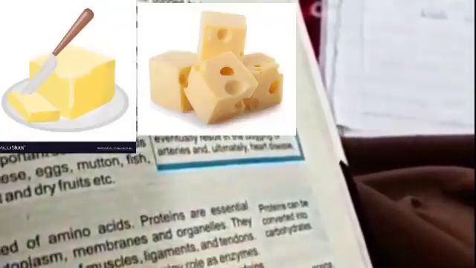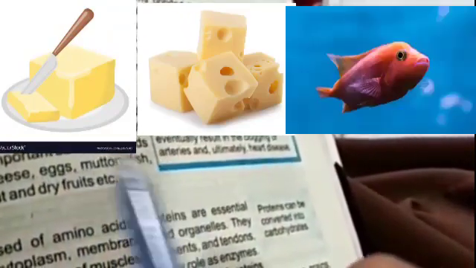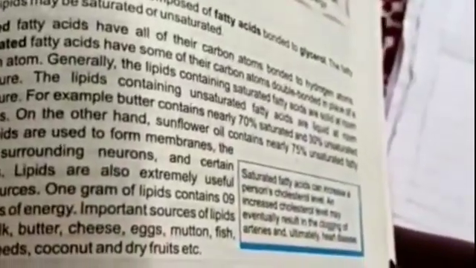Next we will talk about some sources of lipids. Important sources of lipids include milk, butter, cheese, egg, mutton, fish, mustard seed, like mustard oil, coconut and dry fruit. We obtain oil from these, or from milk we obtain butter. So these are the saturated and unsaturated sources of lipids.